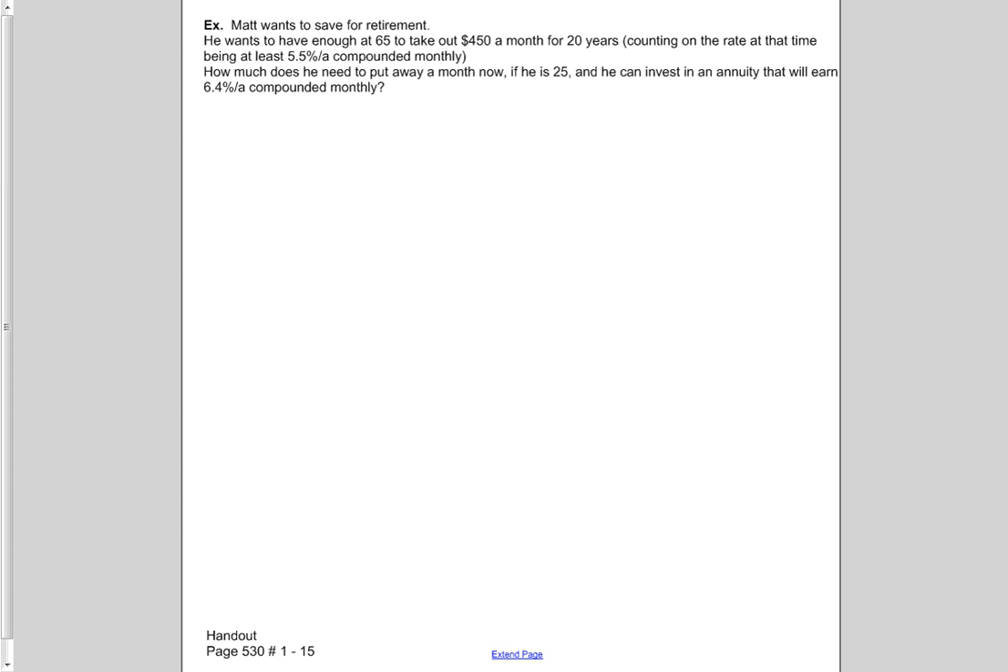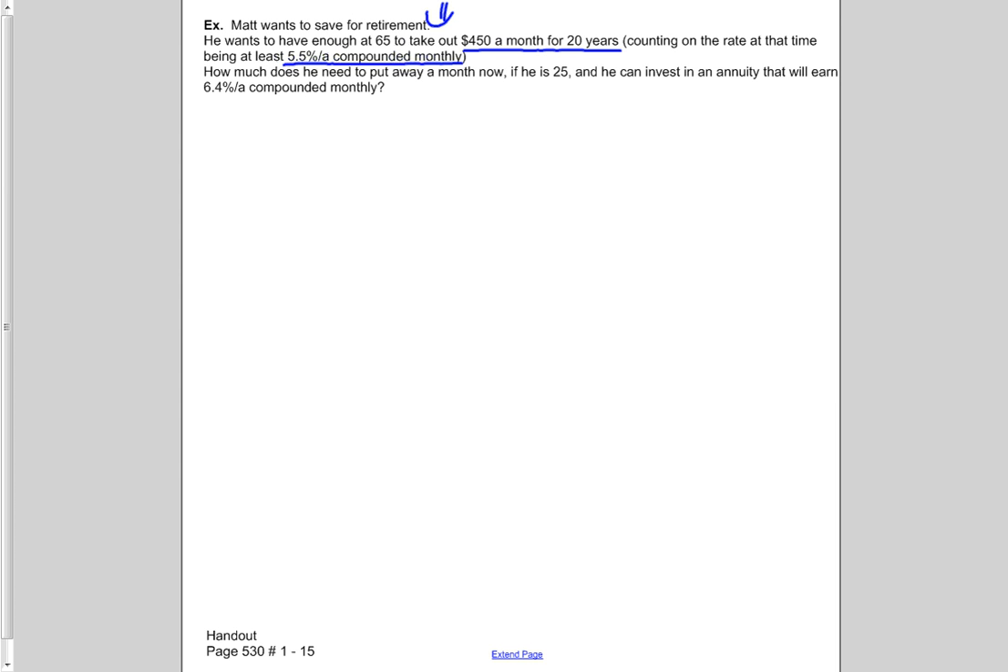Let's do a question that involves 2 steps. Matt wants to save for retirement. Yay, Matt. Very mature decision. He wants to have enough at 65 to take out $450 a month for 20 years. So, a couple of things we see here. Matt's cheap. He is planning to live to 85. And he is really assuming that he can get 5.5% per annum compounded monthly.